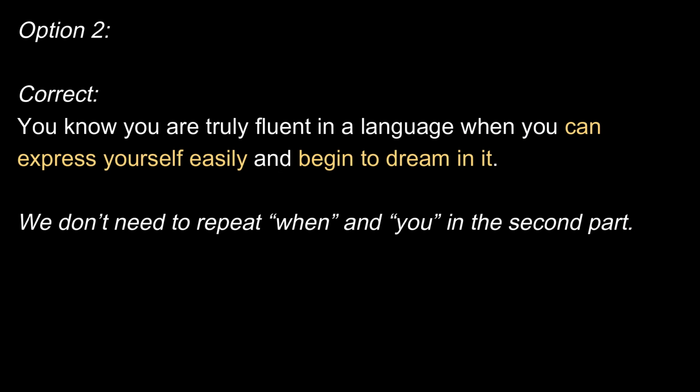Another thing that we could do here is that we could use when you before the first one, and then the parallel forms could be 2 verbs. You know that you are truly fluent in a language when you can express yourself easily and begin to dream in it. That works because the when you is for both of them, when you do 2 things.